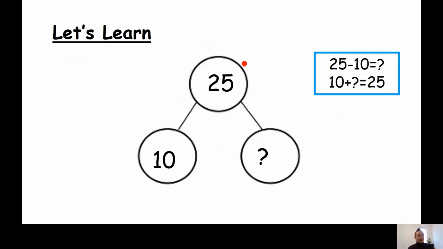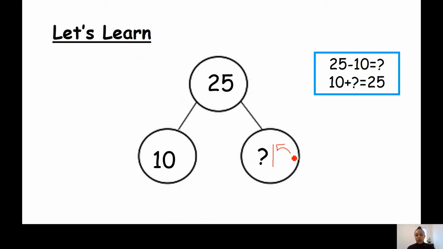So let's have another look. 25 is our whole. How do we find out the missing part? Pause the video now and have a go yourself. Like I said before, we can use our addition and subtraction knowledge, or we can remember our learning from the other day and do 10 less. We know that 10 less than 25 is 15, and that would suggest to me that 15 might go in here.